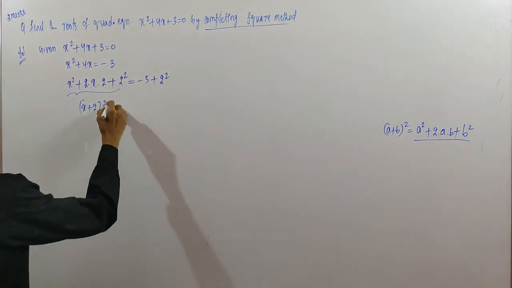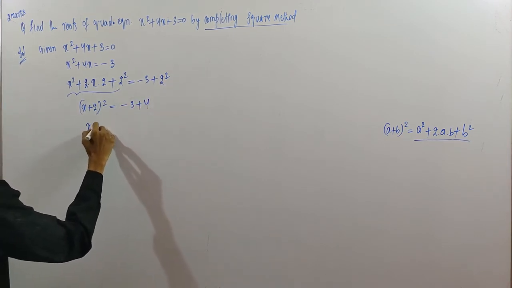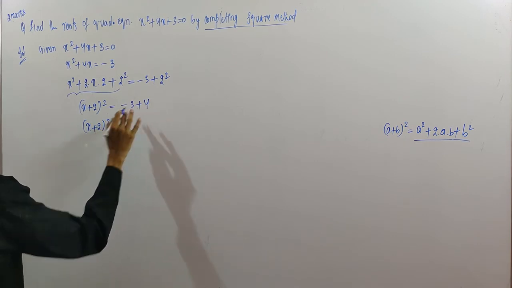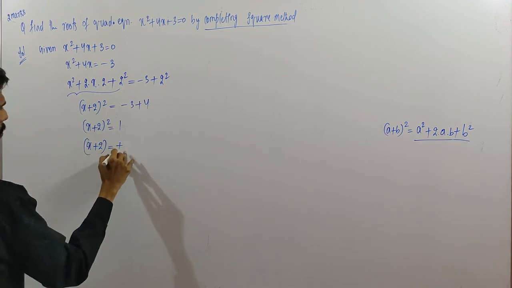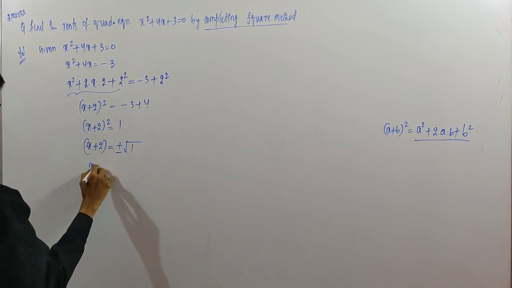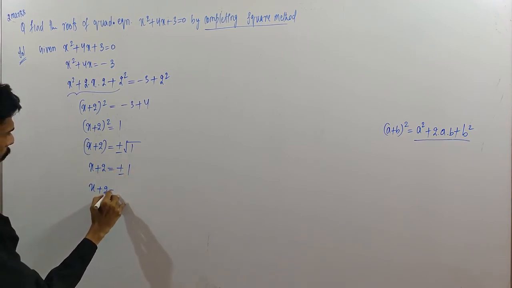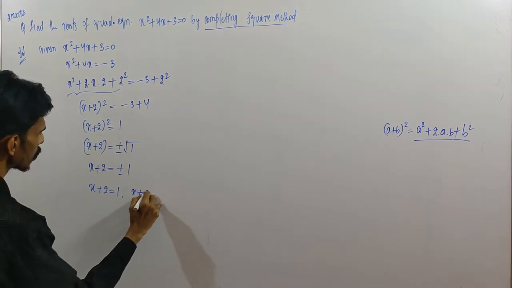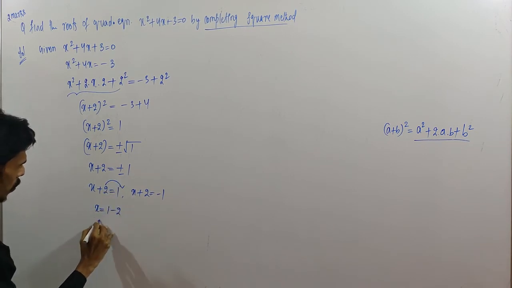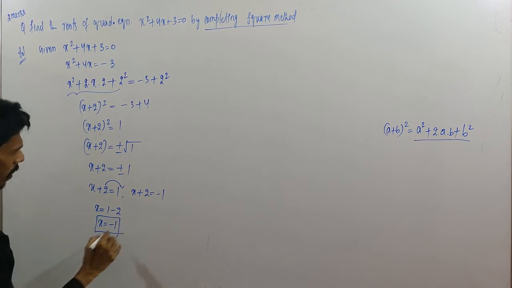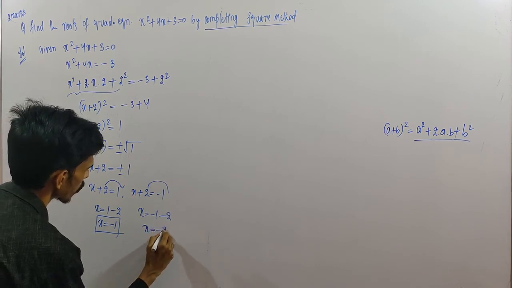This is equal to, we have minus 3 plus 2 square, value is 4. So we have x plus 2 whole square equal to 4 minus 3, we have 1. Send this square to that side, we have plus minus root 1. x plus 2 is plus minus root 1, value is 1. So we have x plus 2 is equal to 1 positive and x plus 2 is equal to minus 1. Send this 2 across, it will become x is equal to 1 minus 2, x is equal to minus 1. Similarly x is equal to minus 1 minus 2, so we will have x is equal to minus 3.